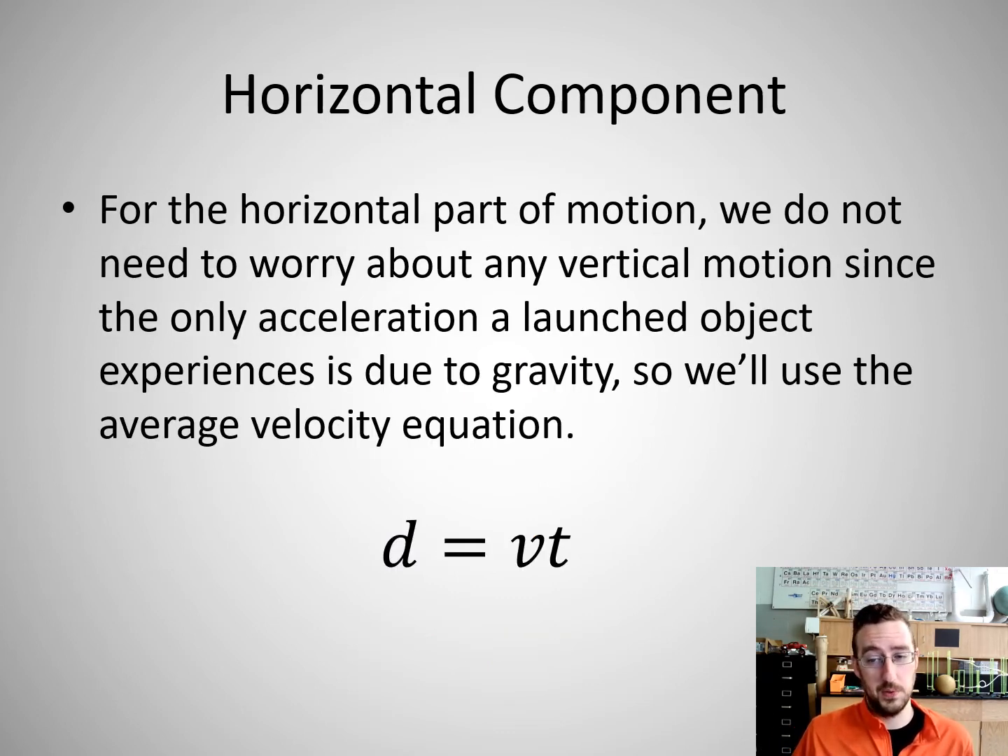The horizontal component doesn't involve any acceleration. For the most part, all the problems we're going to do are not going to have air resistance. So there's nothing there to slow something down horizontally. Once it's thrown or launched, the object flying through the air won't slow down horizontally. Its velocity will change vertically due to gravity, but that only affects the vertical component, not the horizontal. So we can just use the average constant velocity equation, d equals vt, or v equals d over t, to describe the horizontal motion of two-dimensional motion.